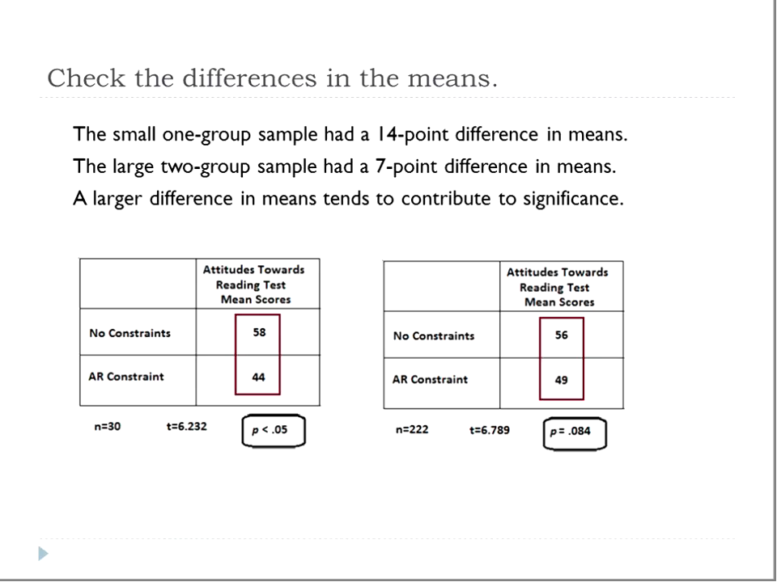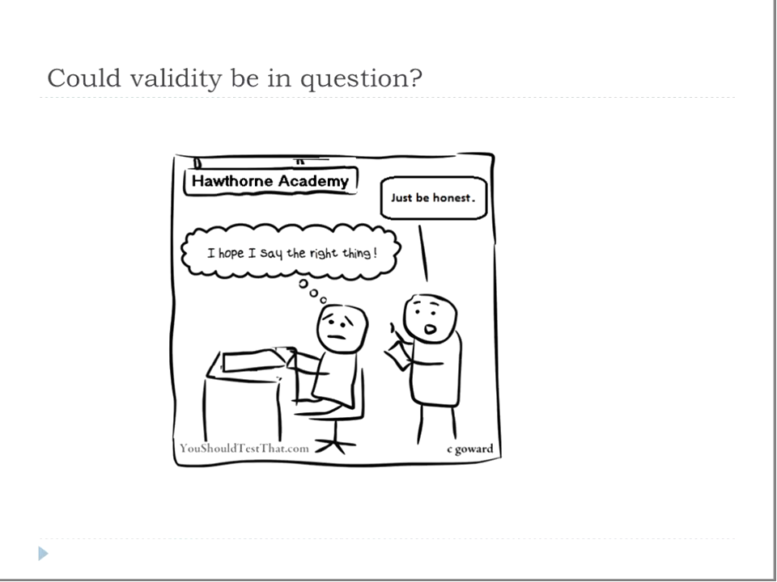Why? Well, there could be a lot of reasons for it, but one of the things that I want you to take note of here is that on the left, that small one group sample with only 30 students had that 14-point difference in its means, whereas the large two group sample only had a 7-point difference in its mean. So a larger difference in means tends to contribute to significance. You're seeing more of a difference in that smaller group.